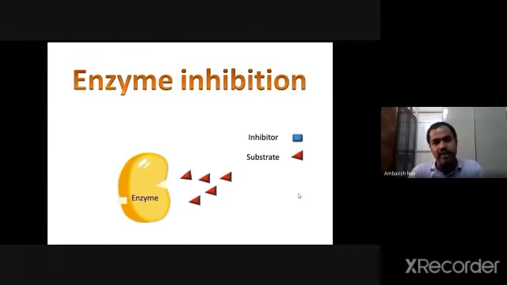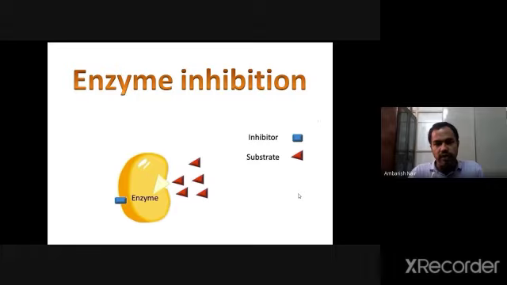What is this enzyme inhibition? So I have put a small animation here. I hope you can see that. I have mentioned here inhibitor in blue color and substrate in red color. So what is happening is substrate is coming and binding, and inhibitor is also coming and binding.